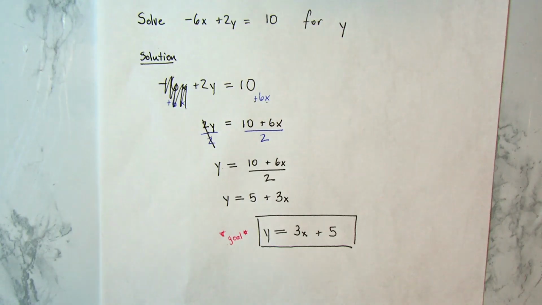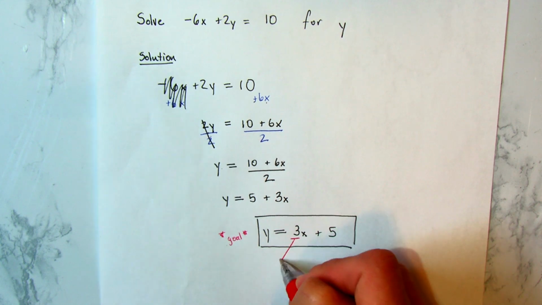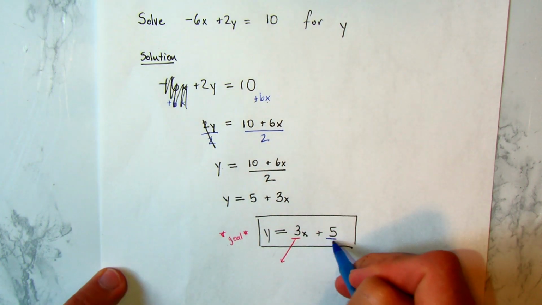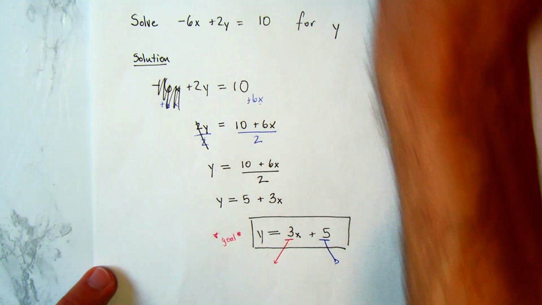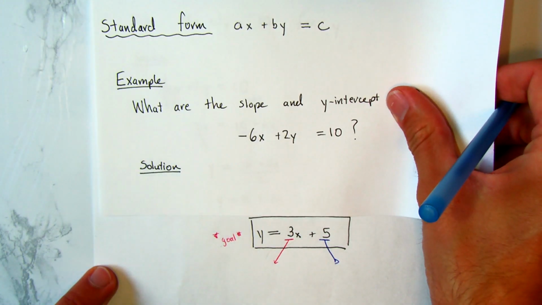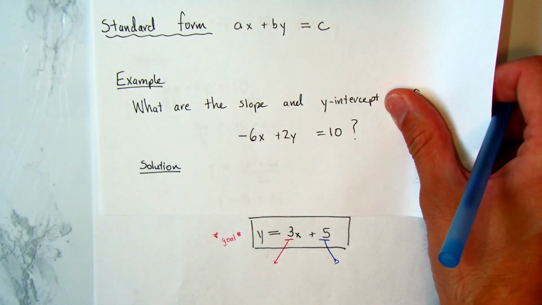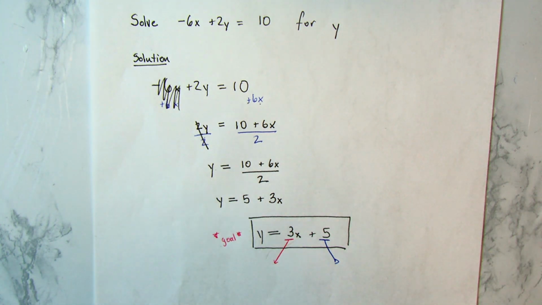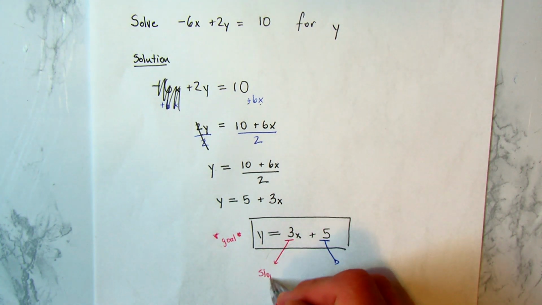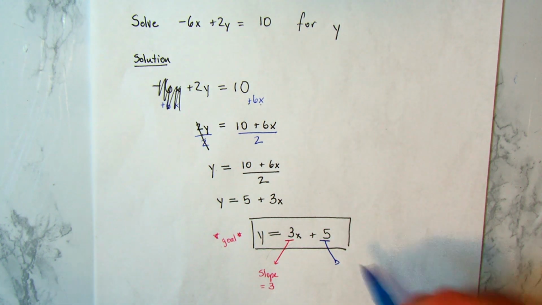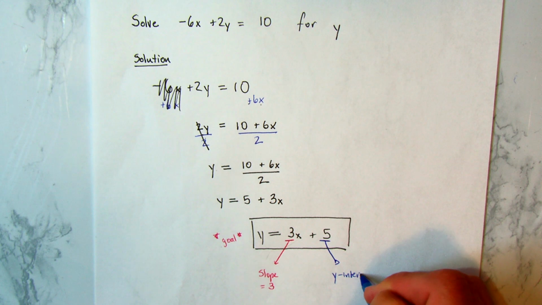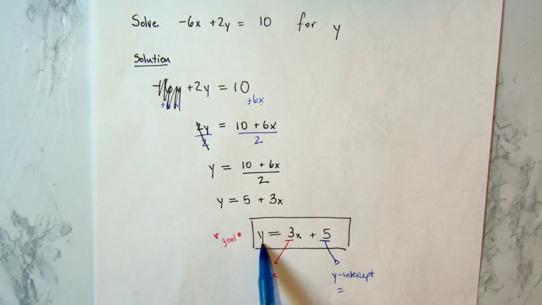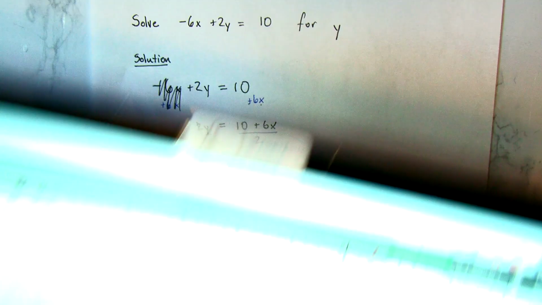Okay, now let's answer that question. What are the slope and y-intercept of negative 6x plus 2y equals 10? Well, now that we've rewritten it, it's pretty easy, right? There's our slope. Our slope equals 3. And there's our y-intercept. The y-intercept equals 5. So the reason we want to rewrite it in y equals form is so that we can easily find the slope and the y-intercept. So let's look at the graph.